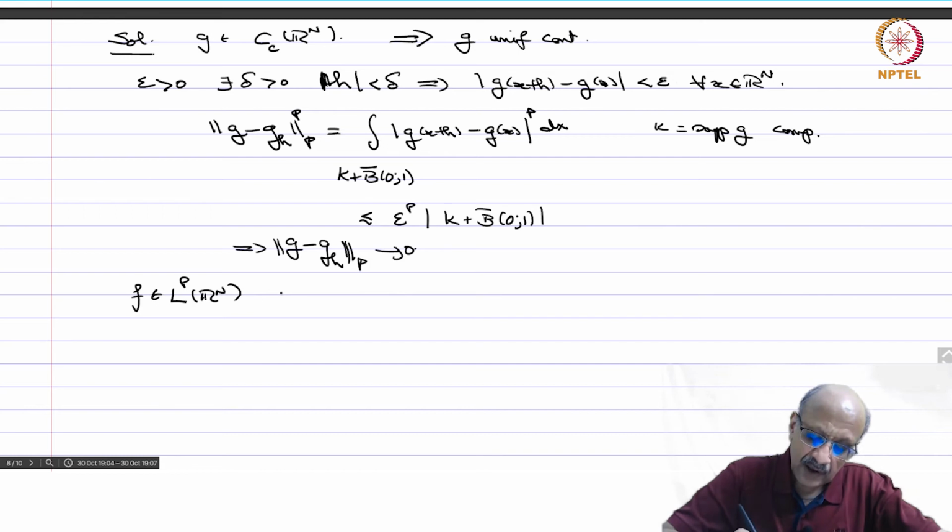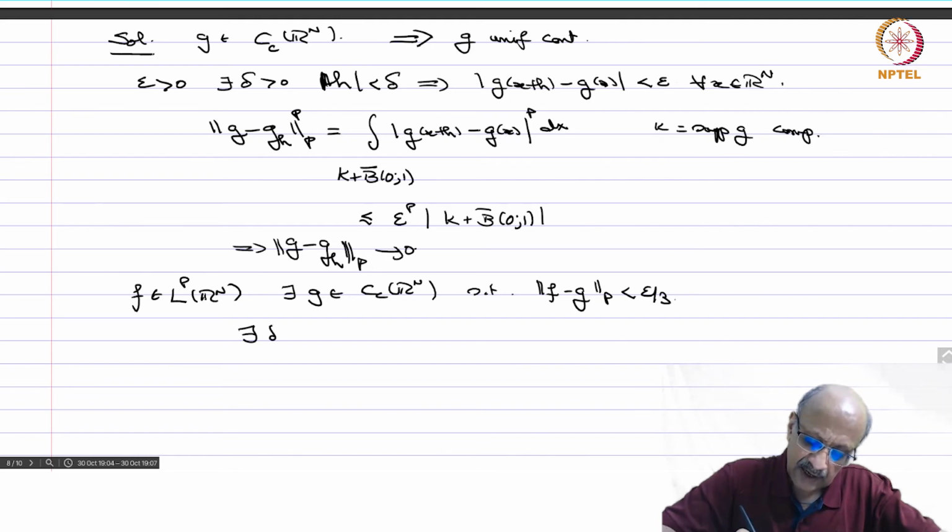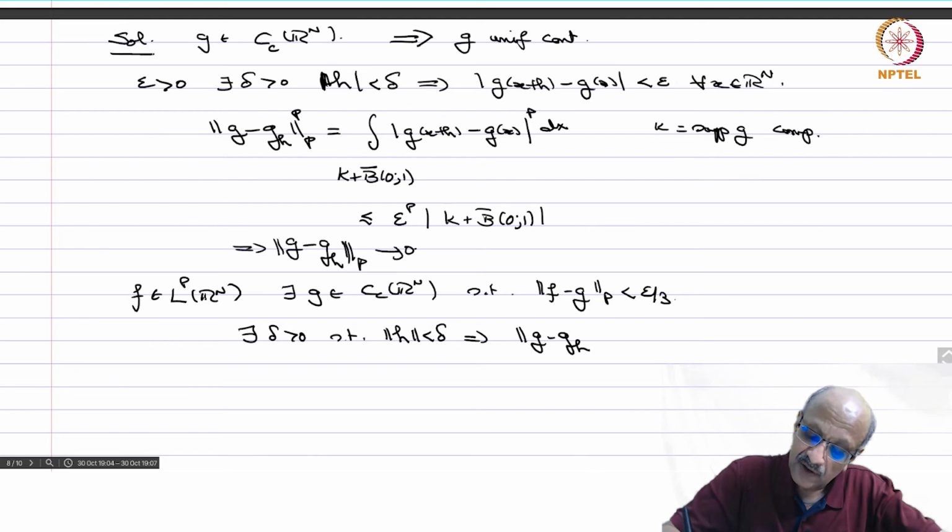So we have that there exists a g in C_c(R^n) such that the norm of f minus g in L^p is less than epsilon by 3. Then there exists a delta positive such that norm h less than delta implies the norm of g minus g_h in L^p is less than epsilon by 3. And then what about the norm of f_h minus g_h?